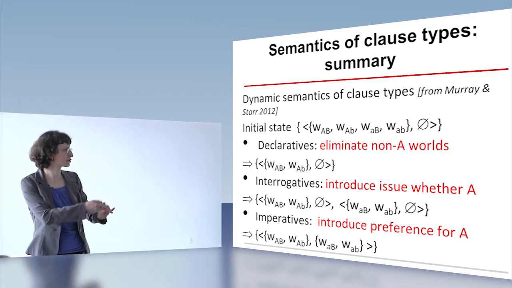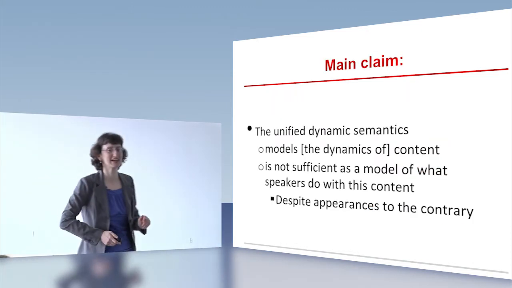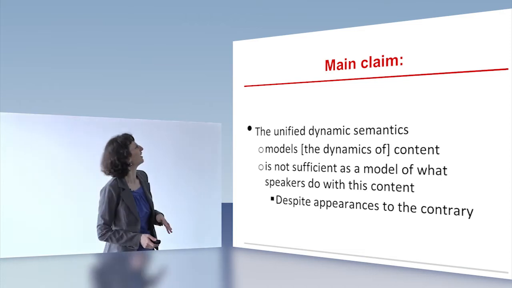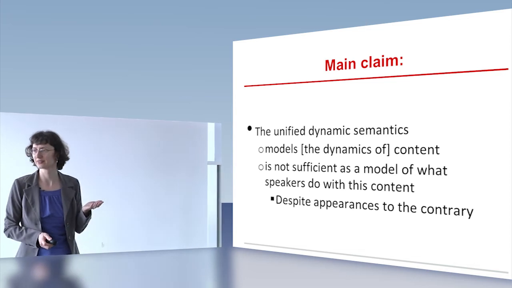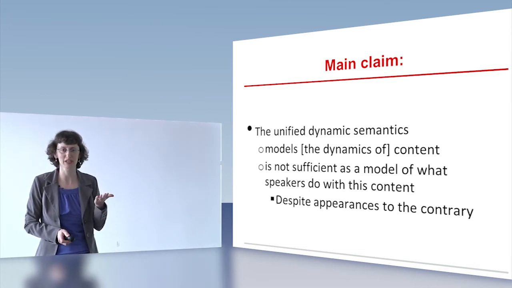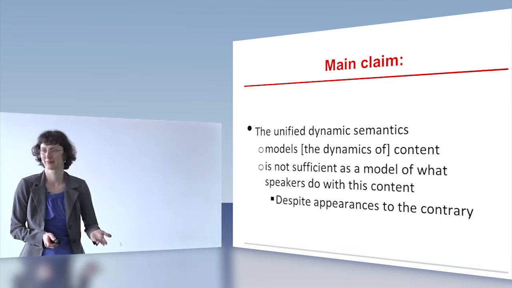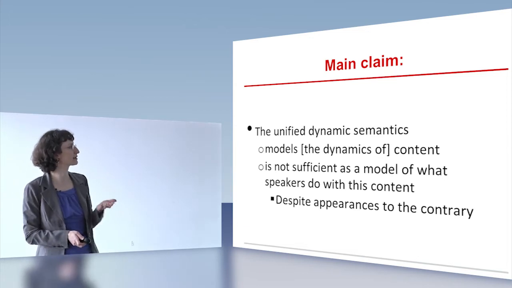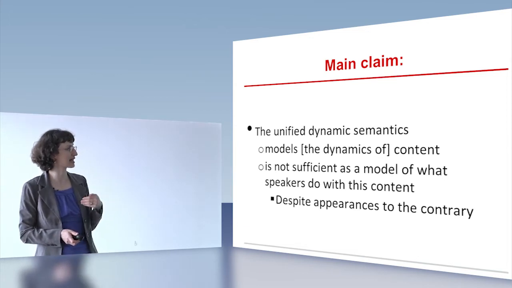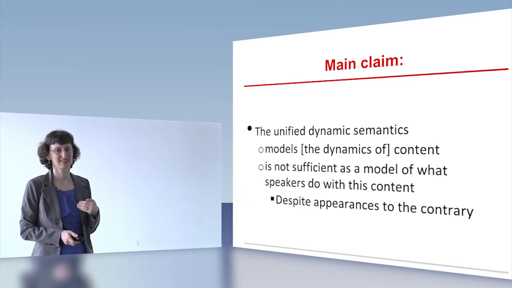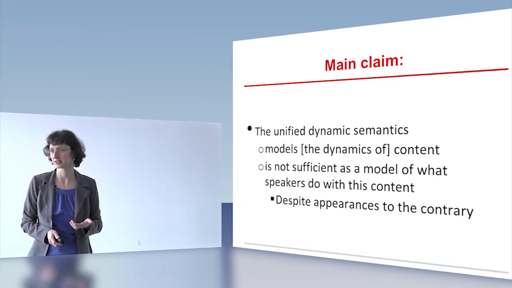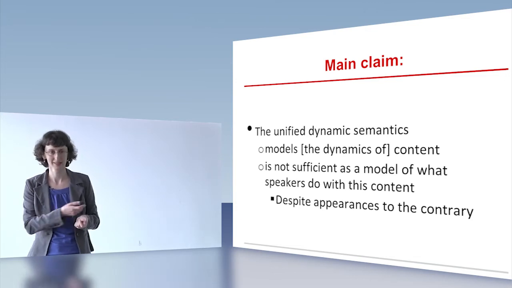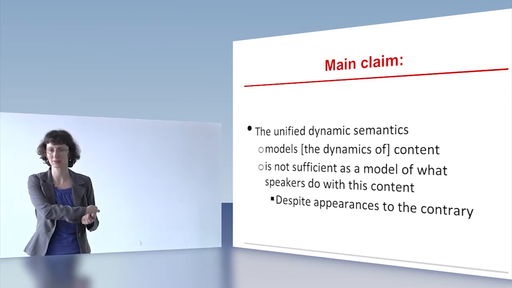Quite accidentally, the Ukrainian national colors. Okay, or Swedish. All right, so the main claim, which is perfectly, I think, uncontroversial, is that we need to have a separation between semantics and pragmatics. So the unified dynamic semantics models the dynamics of content, and it is not sufficient as a model of what speakers do with that content, because they might be doing different things with the same content.